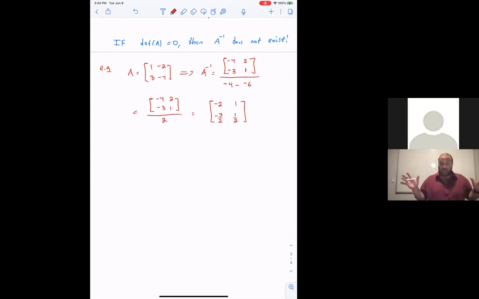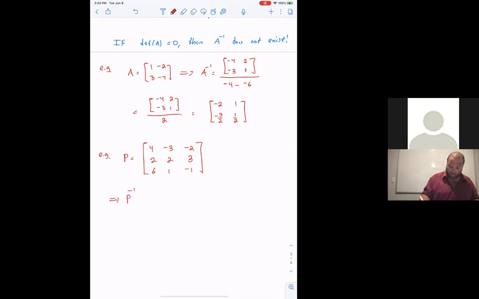Not solving matrix equations yet, just getting a little familiarity with finding inverses. So let's do another example. Suppose the matrix P is a 3 by 3 matrix of 4, -3, -2, 2, 2, 3, 6, 1, -1. And the question then becomes, what is P inverse?